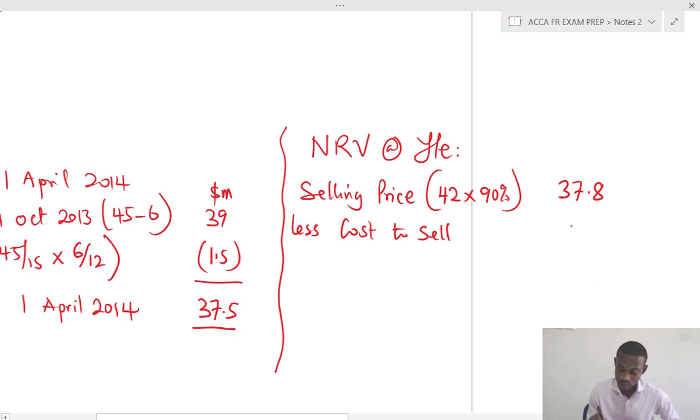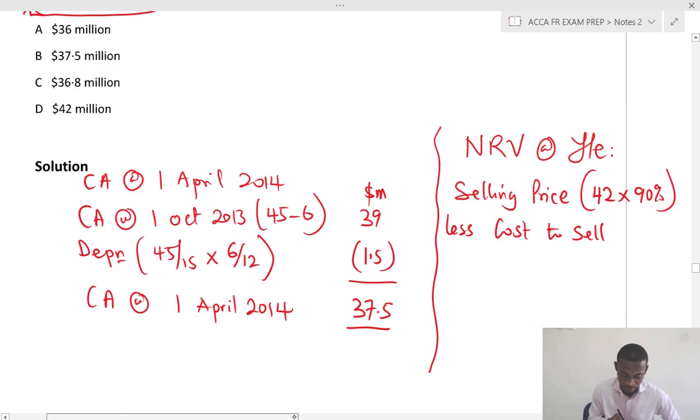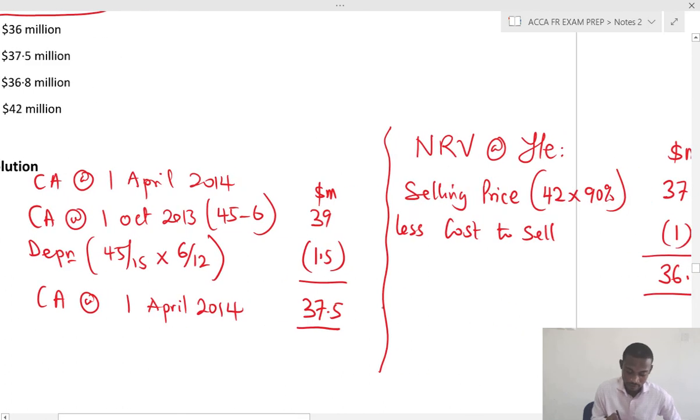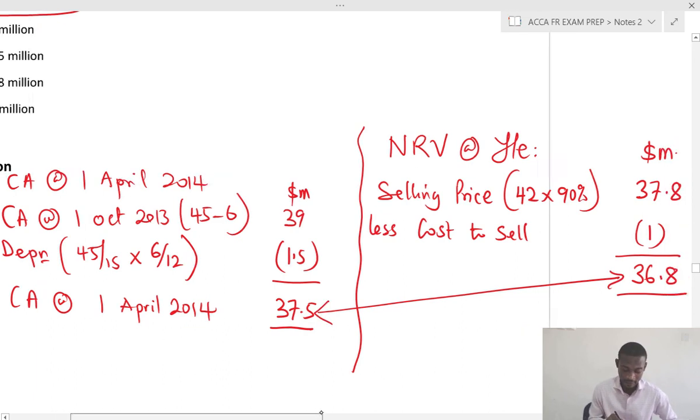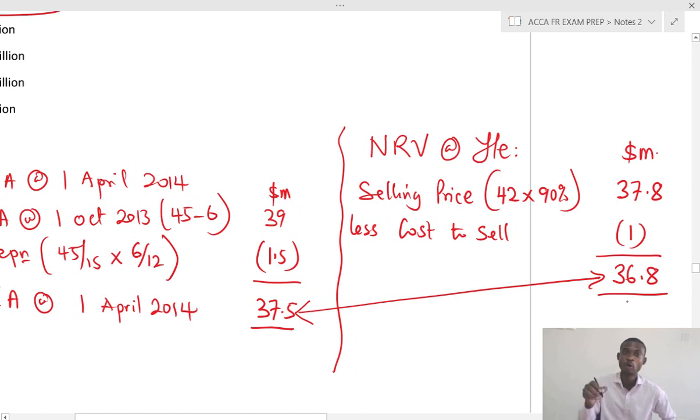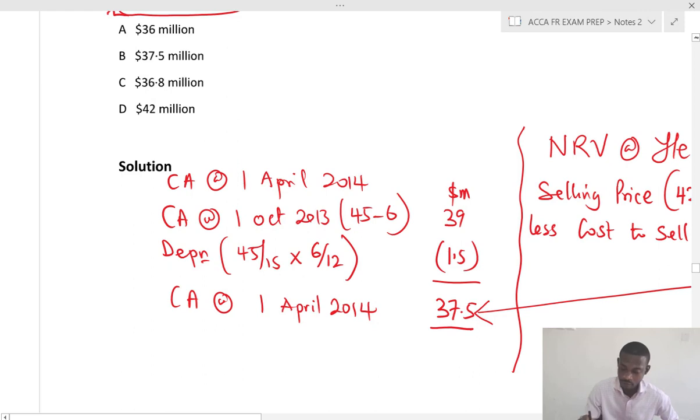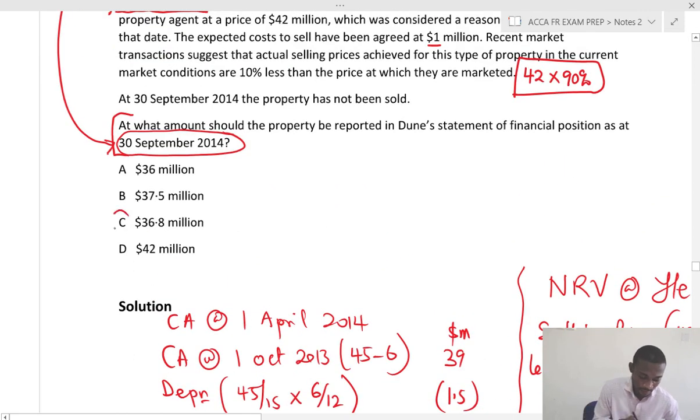Now, in determining the lower of these two figures, this is the carrying amount. Comparing the carrying amount and the net realizable value, the net realizable value is the lower. So therefore, at the year end, the asset will be stated at the net realizable value. From these options, the net realizable value is 36.8. If you're not careful, you are likely to choose option B, which is 37.5, and that is the carrying amount. Because it's lower, we take the net realizable value.